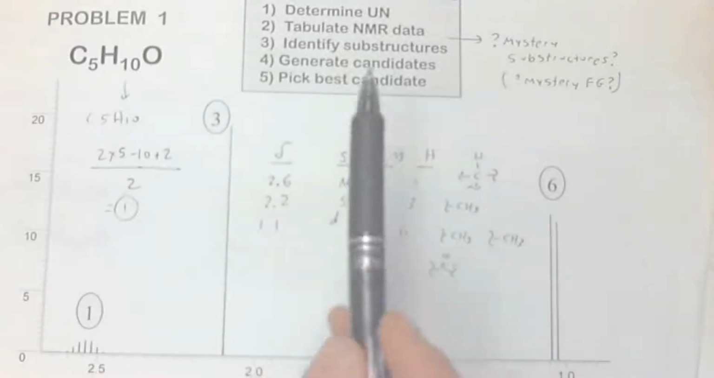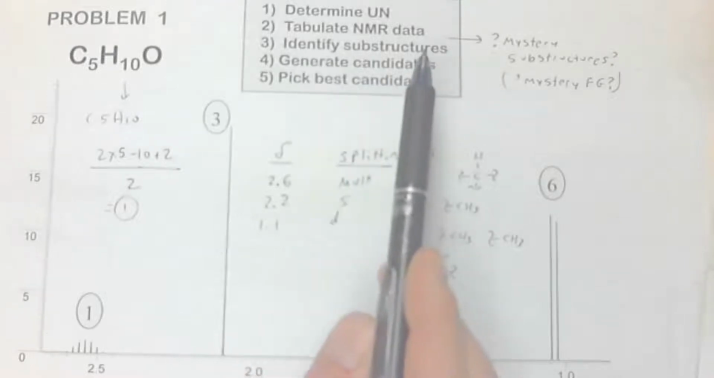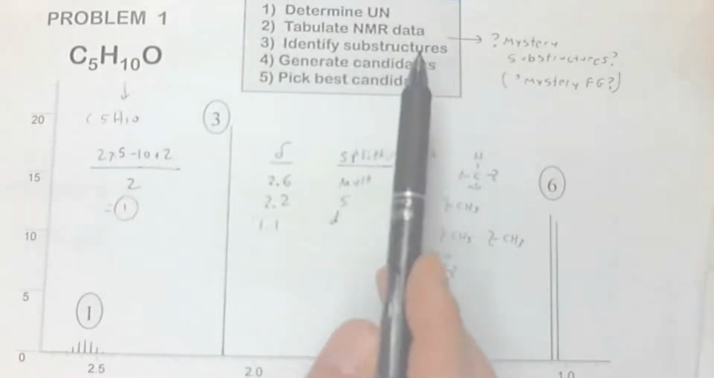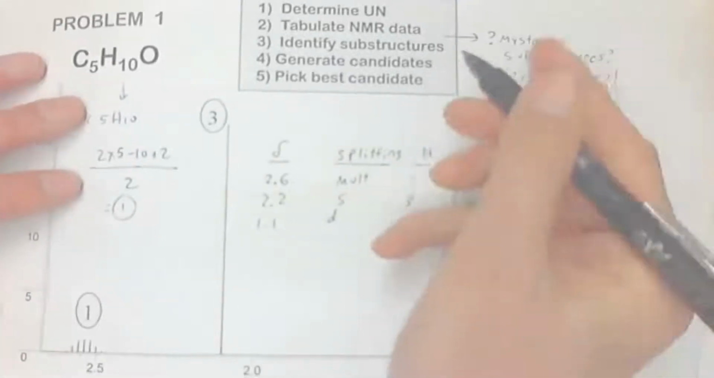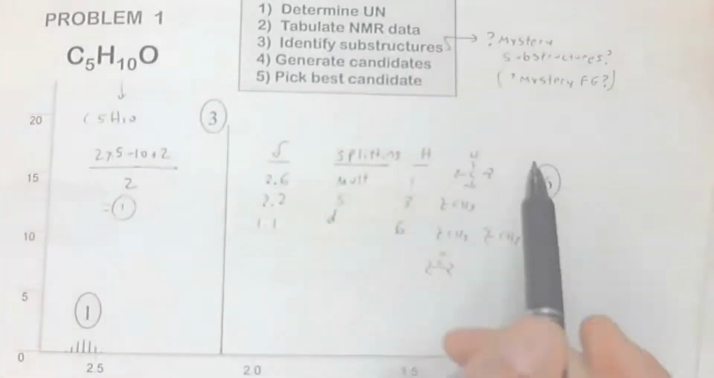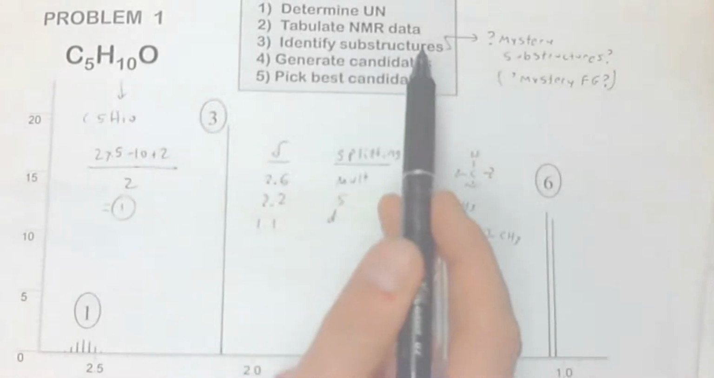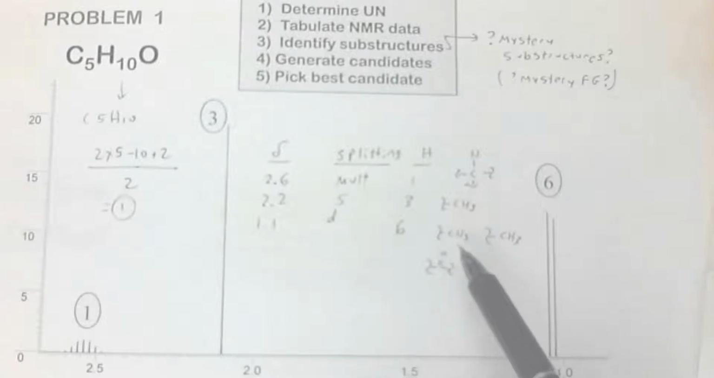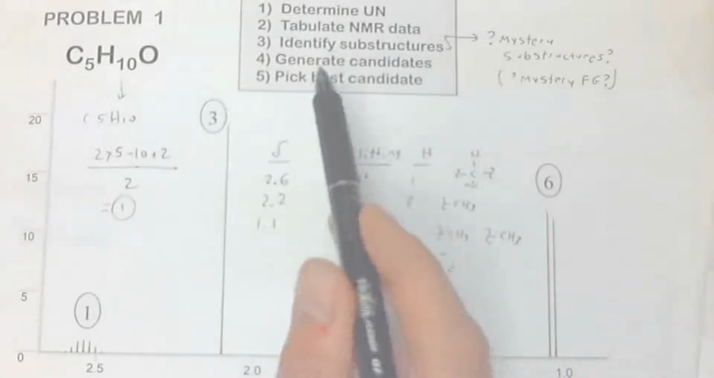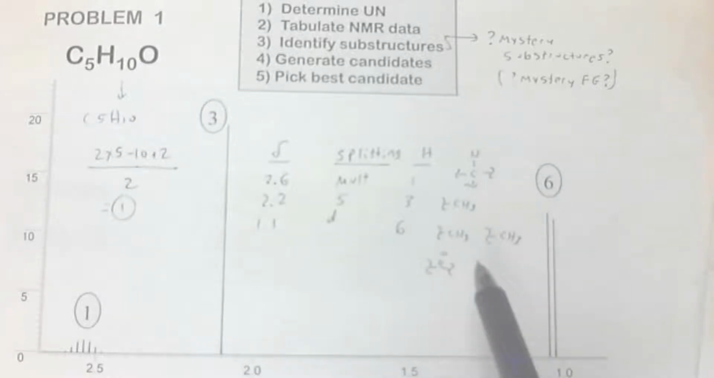So now we've finally finished step 3, right? I guess this is kind of part of step 3. You've got to figure out any mystery substructures. If you can't figure it out, you're stuck. You're never going to solve the answer if you can't figure out the mystery substructures, right? Okay, now we generate candidates, which means we start snapping things together, right?